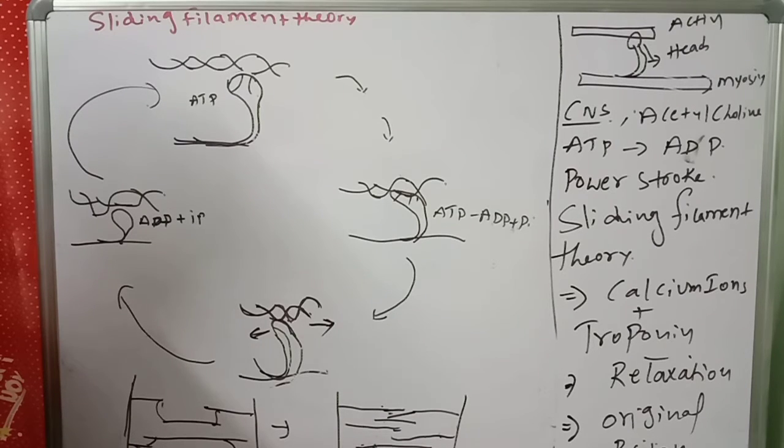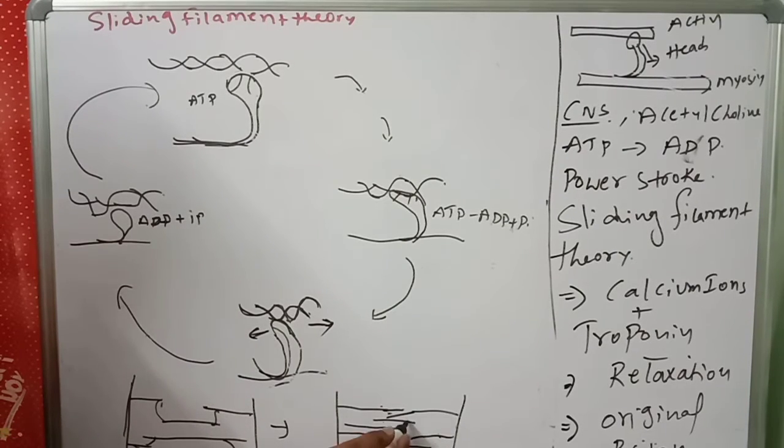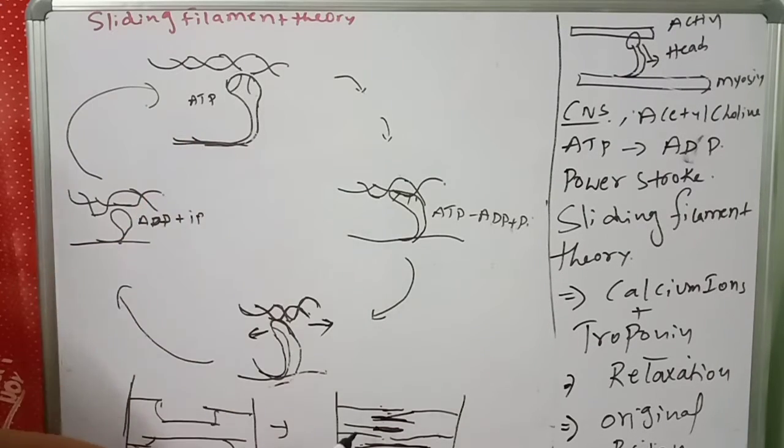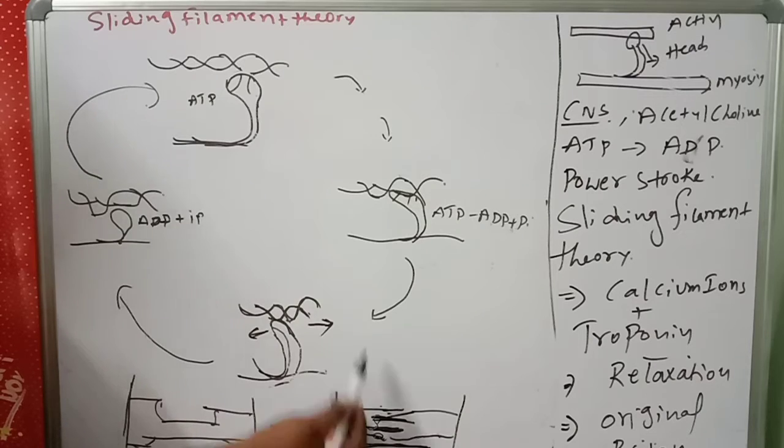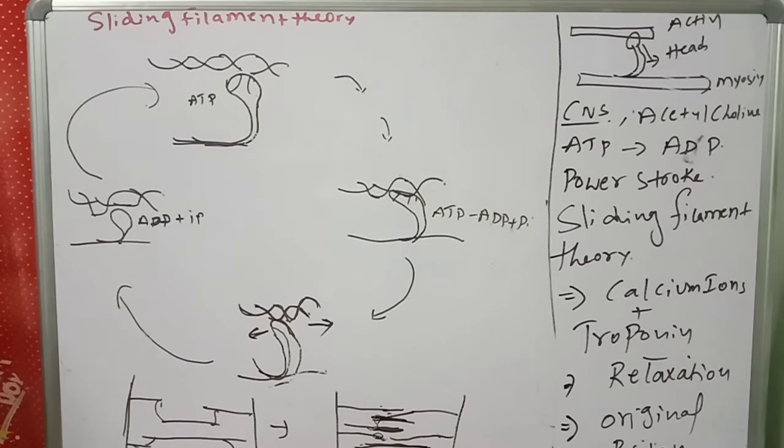So the thick filaments are constant. Then who is moving here? The thin filaments are moving. So there is contraction of the thin filaments while the thick filaments are constant. Because of these heads, what will bind? The heads will bind and movements will take place.